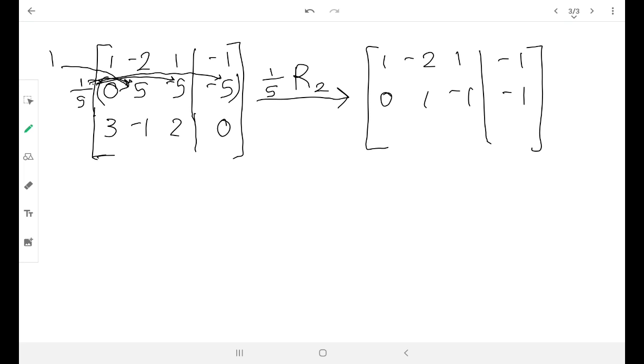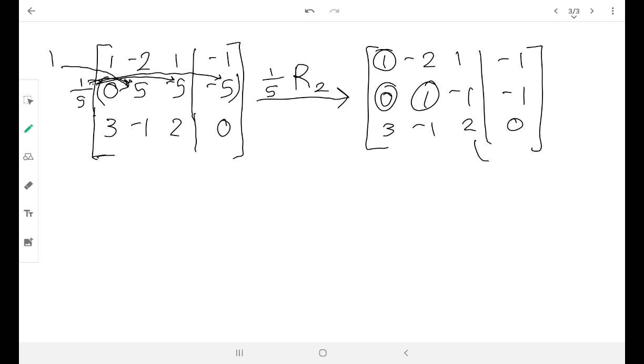To get my new row 2. Row 3, again, has not changed. So now I've got a 1 here, a 0 here, and a 1 here, and that is what I'm looking for. I'm looking to have that pattern emerge.